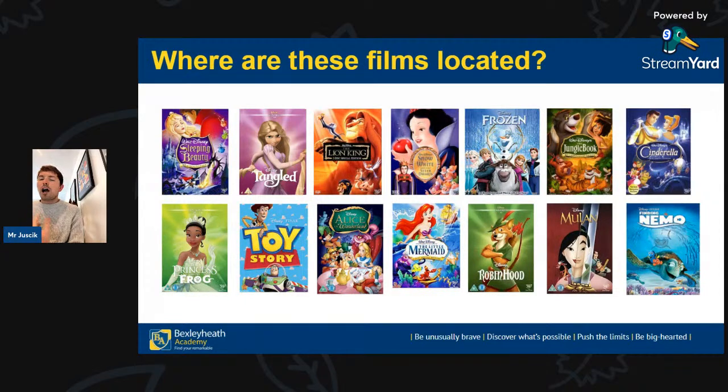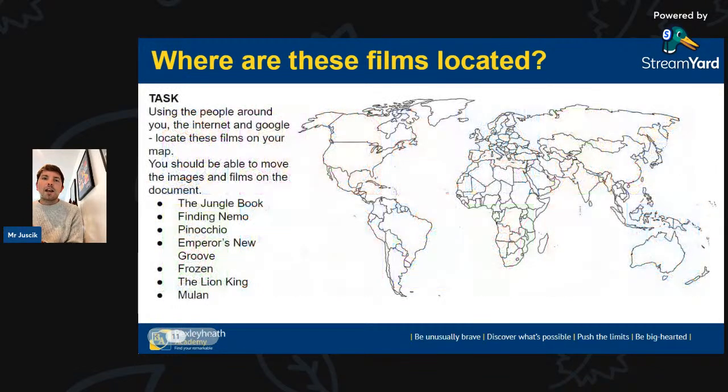So what we will do is, if Miss goes on to the next slide for me, this is the bit of Disney being connected that I would like you to focus on. Think about those films you can see there on the left-hand side. We're going to focus on The Jungle Book, Finding Nemo, Pinocchio, Emperor's New Groove, Frozen, The Lion King, and Mulan.